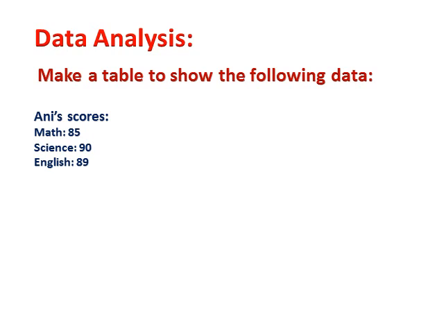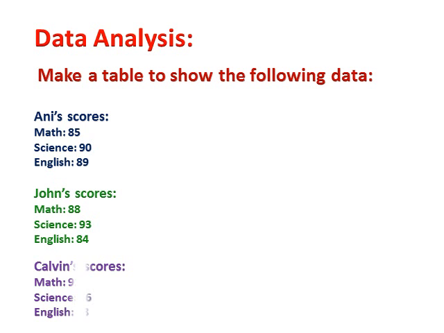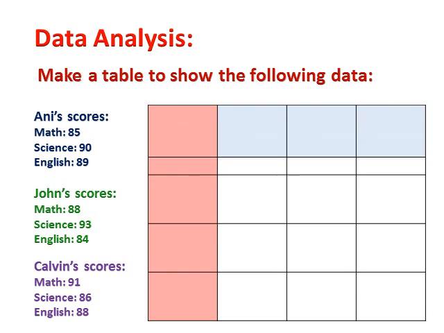Okay, so make a table to show the following data. So we have Annie's scores. As you can see in the next few lines, you'll see some scores in different subjects that Annie took. And we have John's scores and Calvin's scores. And this is the table that I prepared.